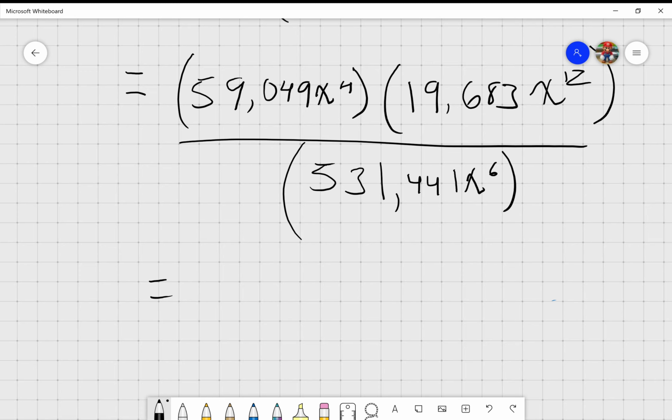Now we have encountered the product rule. Product rule is basically when you're multiplying variables with exponents together, you add the exponents. Okay, so first let's multiply our coefficients.